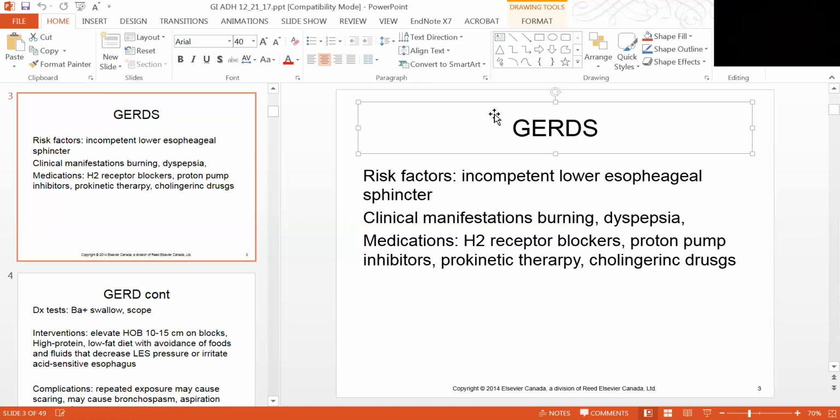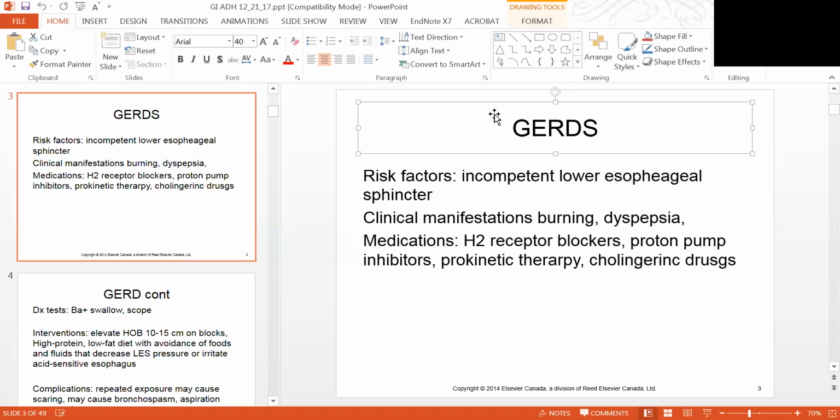So medications that are most prevalent with GERD would be your H2 blockers, so your cimetidine or your ranitidine, and they're actually available now over the counter. Proton pump inhibitors like your Nexium, and prokinetic therapy. Prokinetic therapy is something that's going to facilitate the emptying of the stomach, so you don't have that gastric acid sitting there. It's going to help push it along.